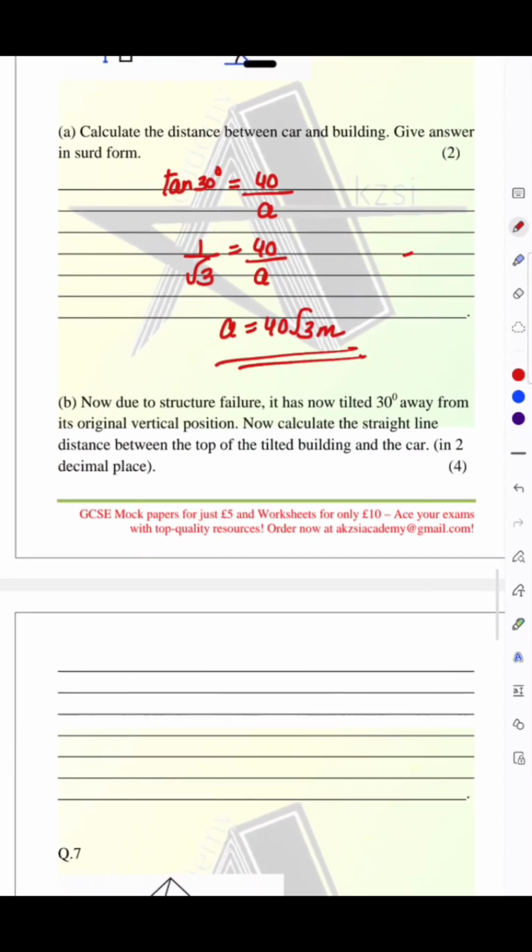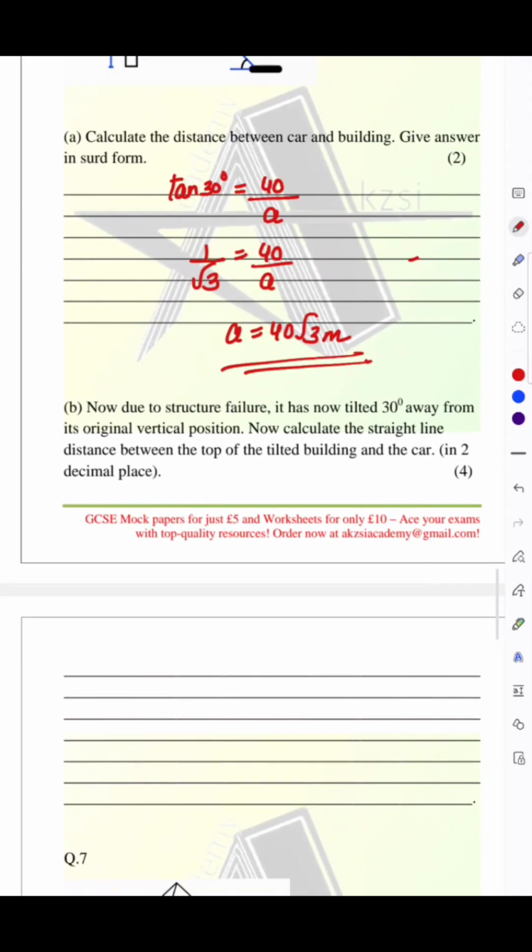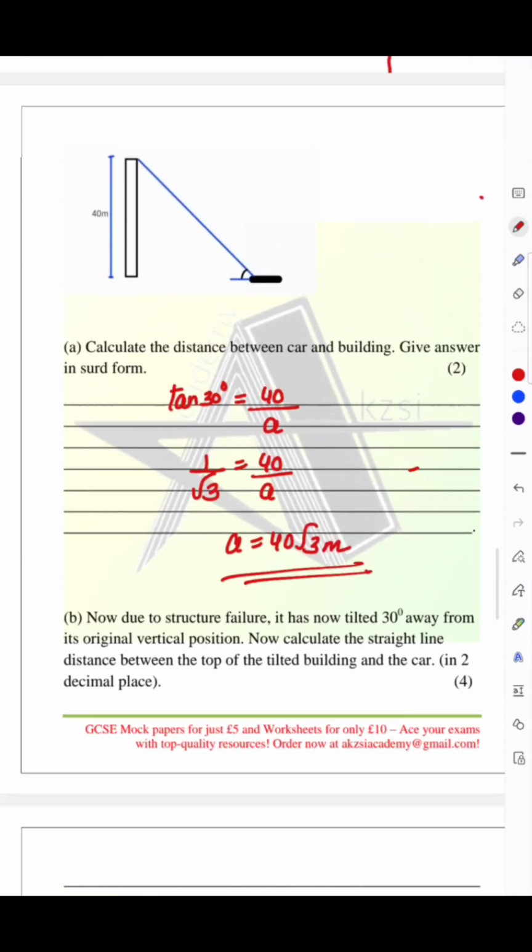Now, due to structure failure, it has now tilted 30 degrees away from its original position. Now calculate the straight line distance between the top of the tilted building and the car. And it says to give your answer in 2 decimal places. That means this is a calculator question.